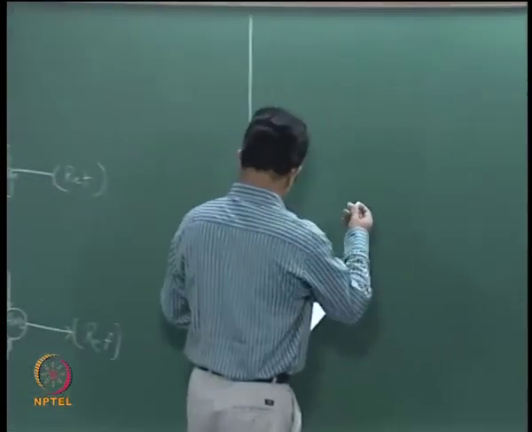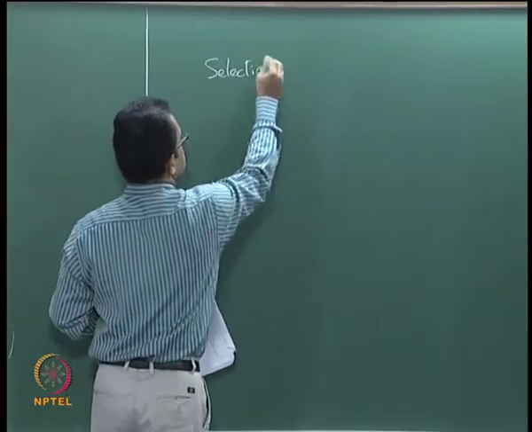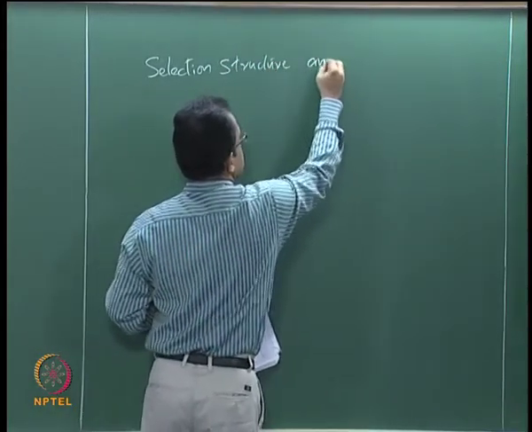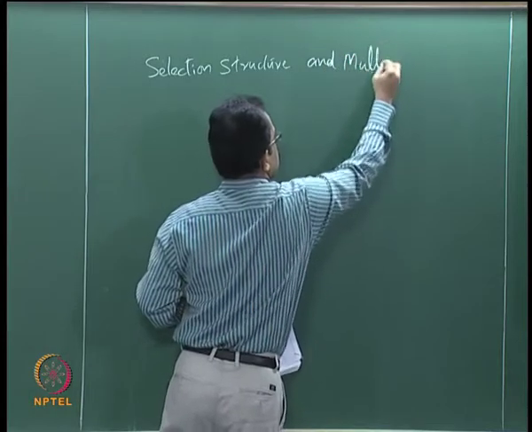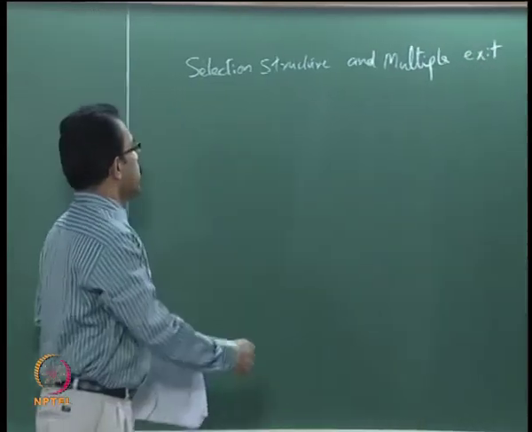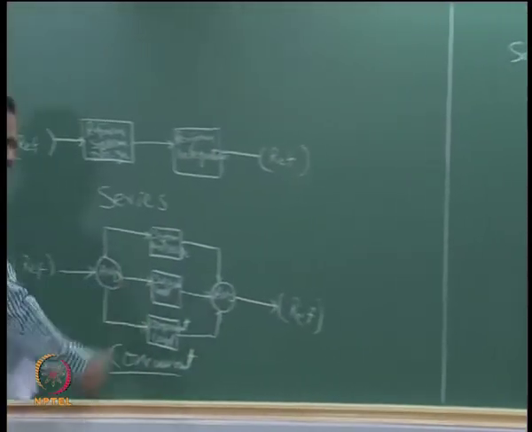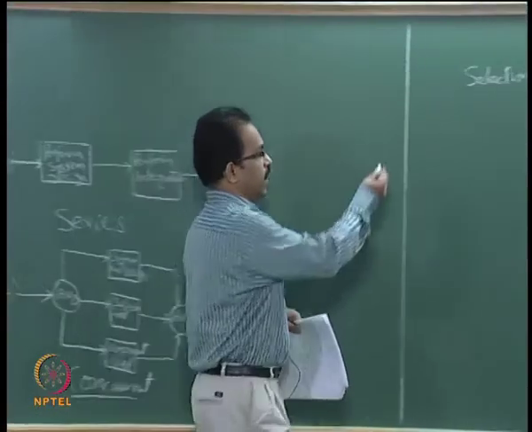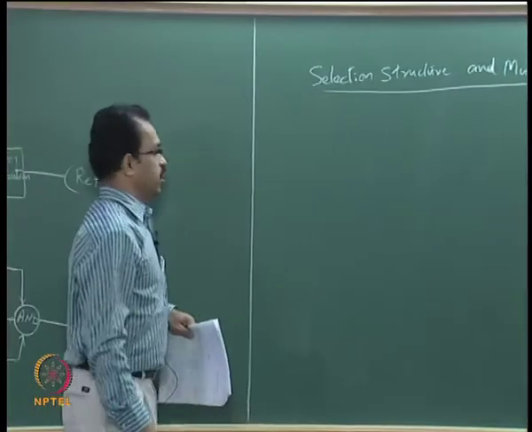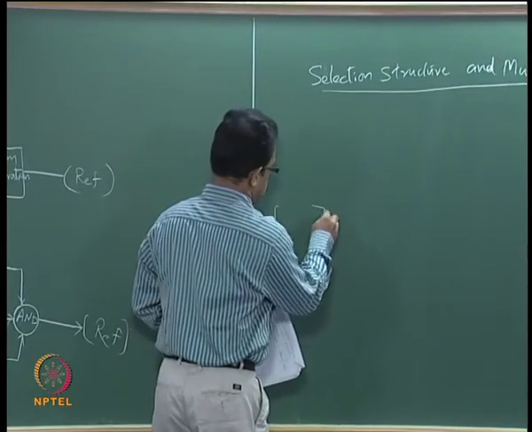The next one is the selection structure and multiple exit. In selection structure and multiple exit, it actually will be having series functions, it may be having concurrent functions, and it may be having some selection where you can select one of the functions, and you can have multiple exits or iterations also.